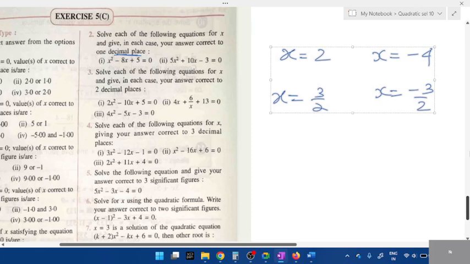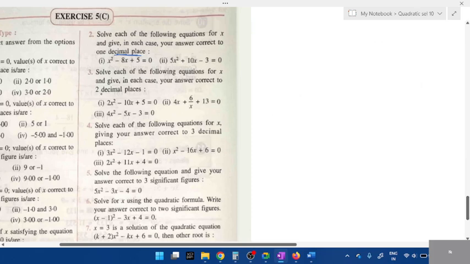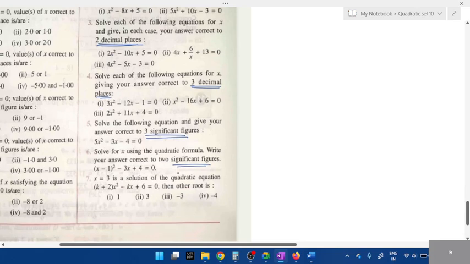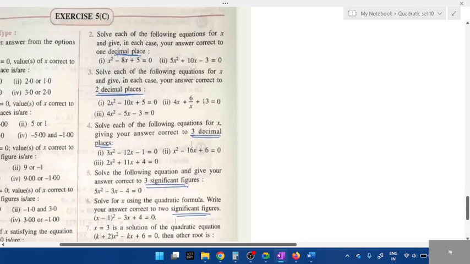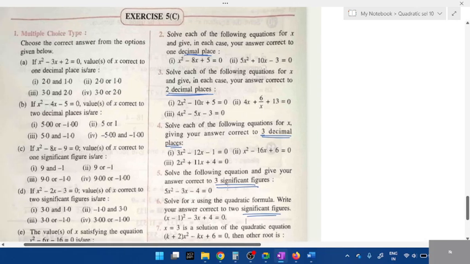So when do we use formula, students? Formula method is used when they ask you to find decimal places, 3 decimal places, 3 significant figures, 2 significant figures. Only then you have to use formula method. Is it clear? Did you understand? Decimal only when they mention the word decimal.